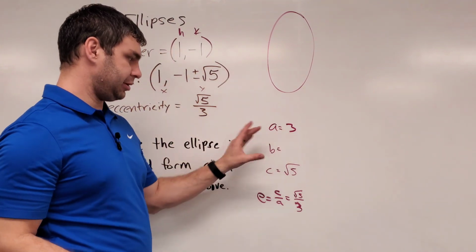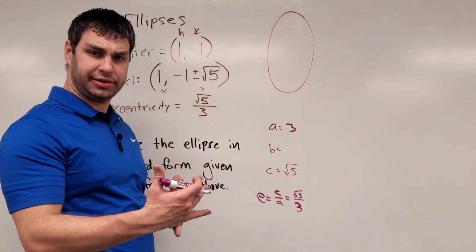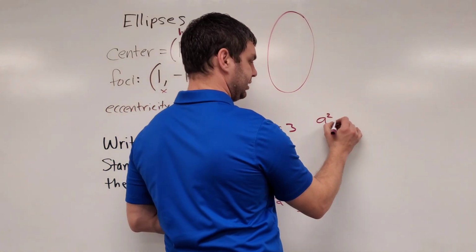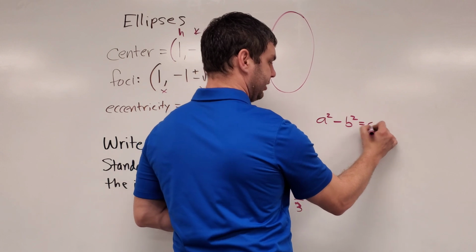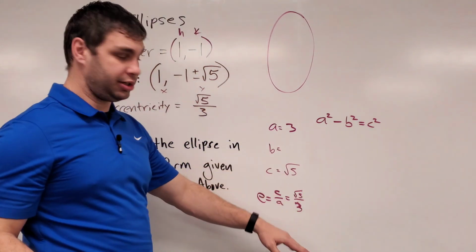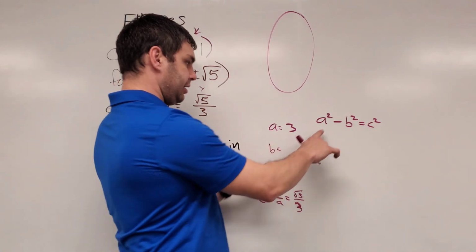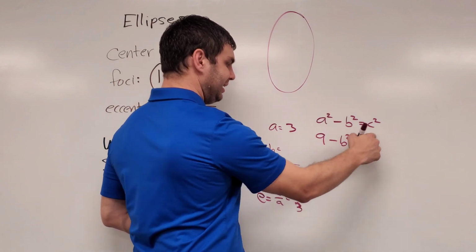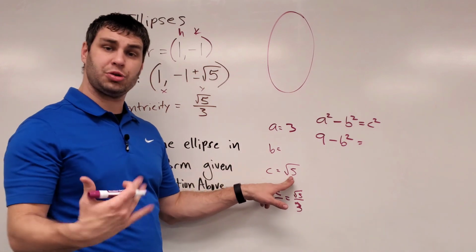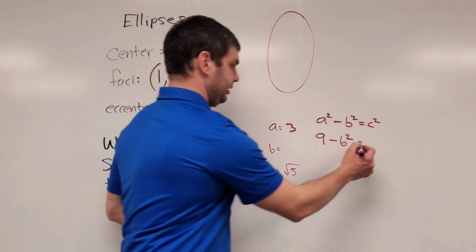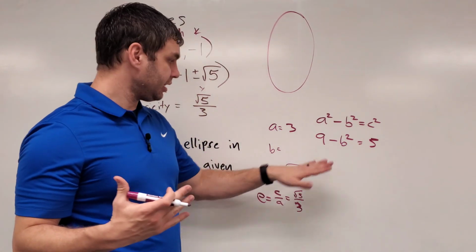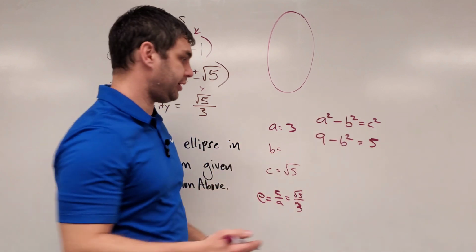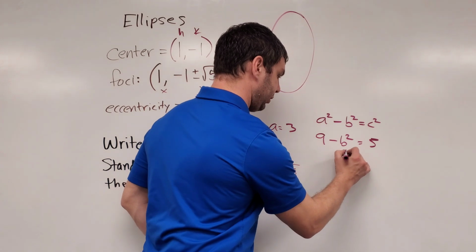Now, we can use this to help us find b. So remember, it's kind of like the Pythagorean theorem, but a little bit backwards. Instead of a squared plus b squared equals c squared, it's a squared minus b squared equals c squared. So we can fill in what we know to find b. So a is 3, so a squared is 9, minus the b squared, equals c squared. Well, the square root of 5 squared is just 5. So now I have to think in my head, 9 minus what is 5? Well, 9 minus 4 is 5. So the b squared is going to be 4.